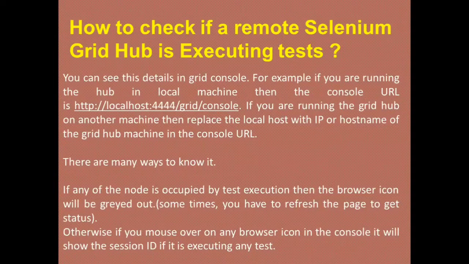There are many ways to know it. If any of the nodes is occupied by test execution, then the browser icon will be grayed out. Sometimes you have to refresh the page to get the status. Otherwise, if you mouse over any browser icon in the console, it will show the session ID if it is executing any test. In this way, we can check whether the remote Selenium Grid hub is executing a test or not.